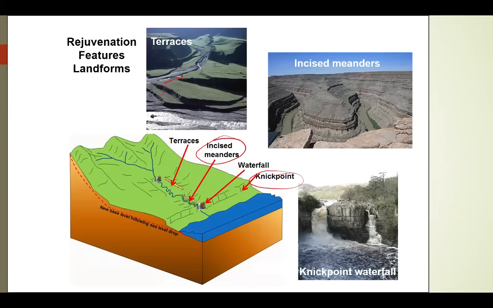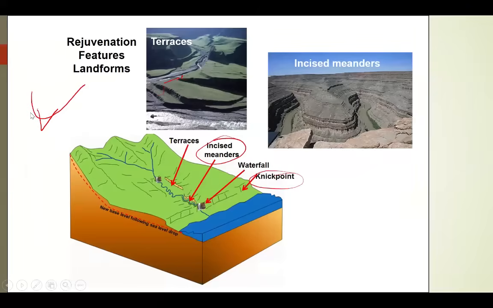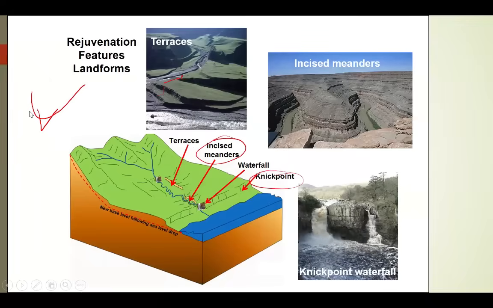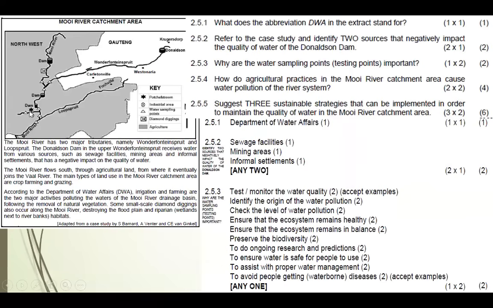We can also have what we call a valley within the valley. So you have your valley there, and the rejuvenation takes place, which means now the river cuts deeper in the existing valley. That feature is called a valley within the valley. So we have different features that indicate river rejuvenation.